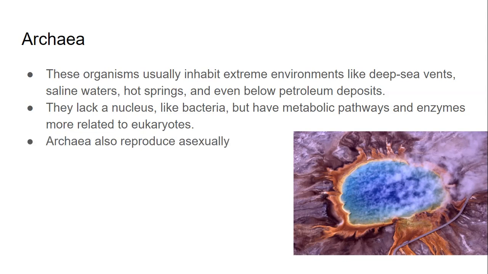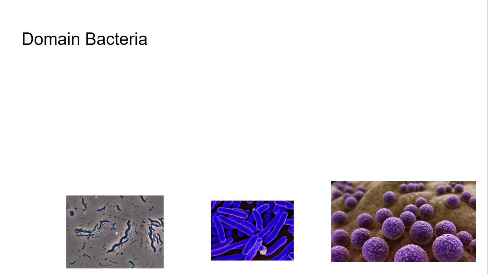And then we also know that they reproduce asexually. So that means archaea, even though they do have a lot of these same metabolic pathways, do not undergo mitosis or meiosis. This is one of the ways in which they are very similar to bacteria. They're going to undergo a division process called binary fission, which is very similar to bacteria.